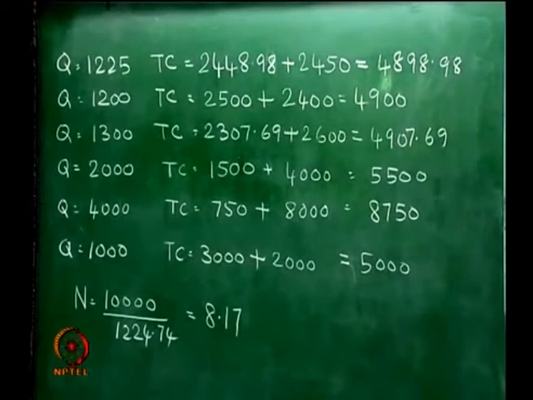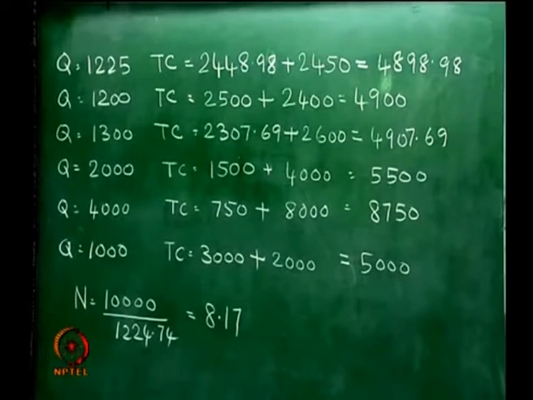Now this raises another question: whether the number of orders per year should be an integer or not. The easier thing to do is to assume that it is an integer. So I order 8 times in a year. Roughly, I order every 1.5 months. So 1.5 into 8 is 12. So I order roughly every 1.5 months.